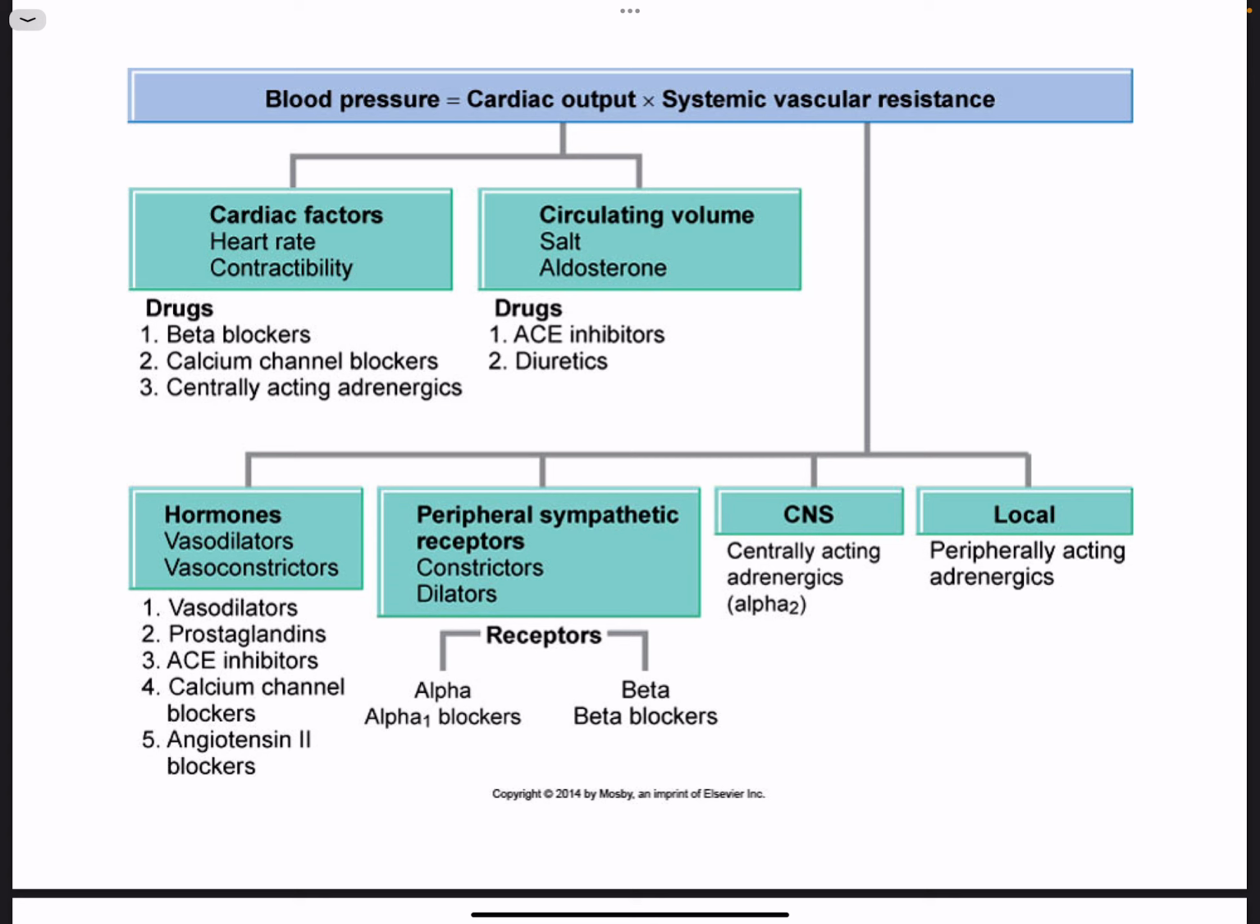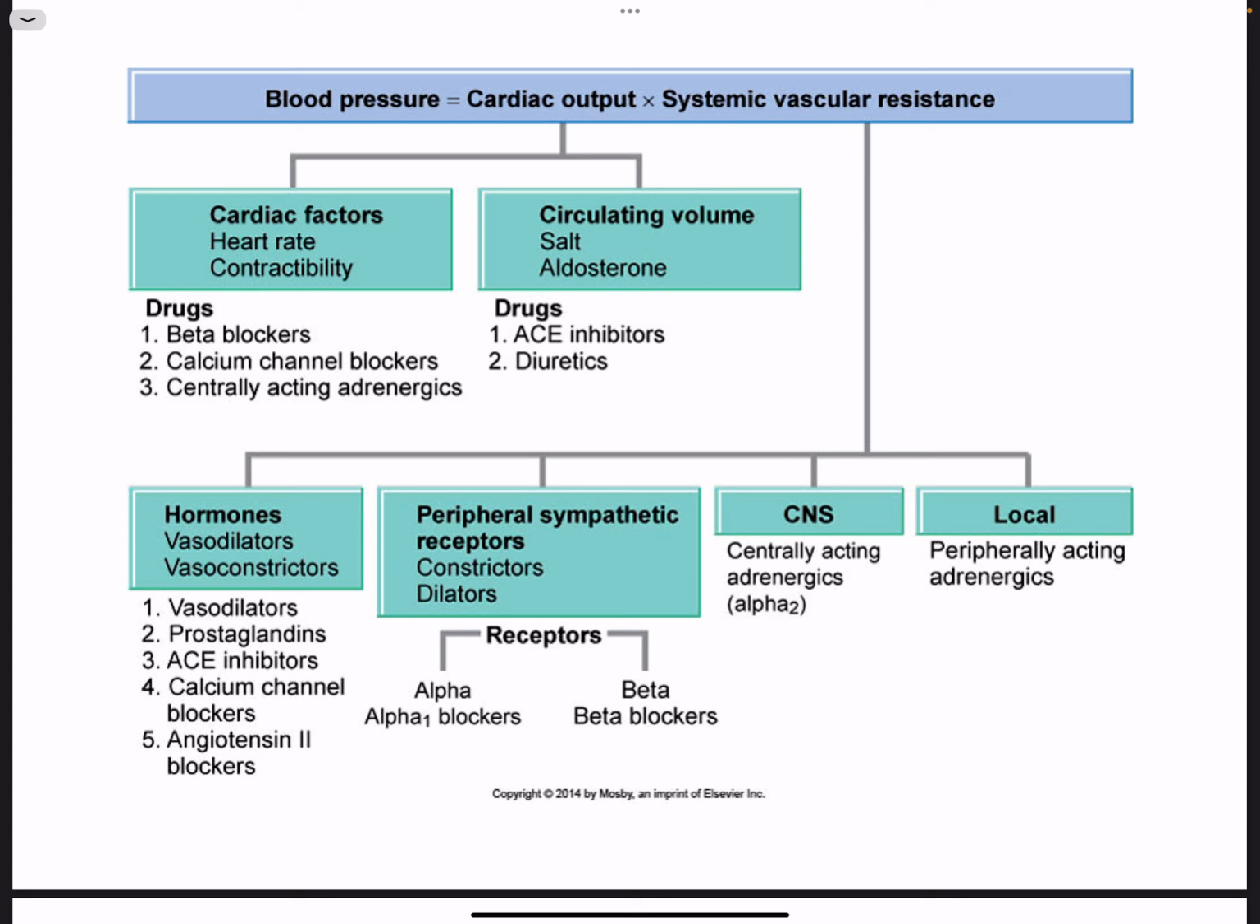Okay, now the drugs that will act on the cardiac factors. As you see in this table, there are drugs that work by more than one mechanism. There are a few drugs that work by only one mechanism. Now, the first group that interferes with heart rate and contractility is beta blockers.